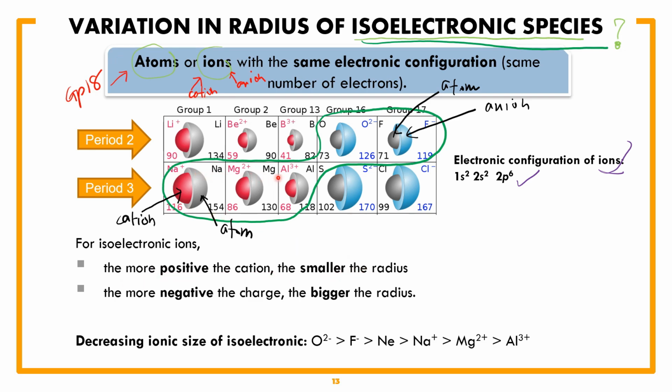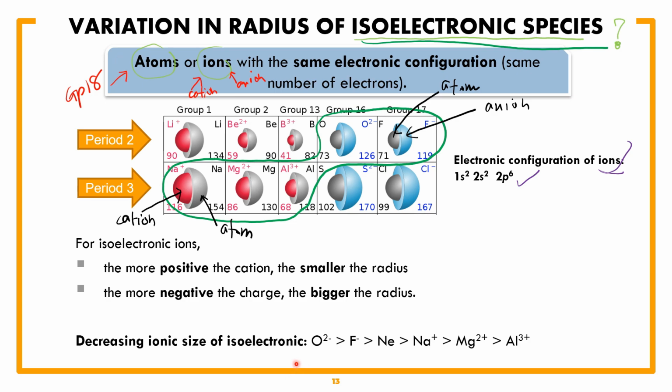So you can see from this arrangement, from sodium plus moving to magnesium 2 plus and aluminium 3 plus, the red sphere here decreases in size, menunjukkan bahawa as the positive charge increases, the smaller the ionic radius. And for the anion here, the more negative the charge, the bigger the radius. Okay, so here we have oxygen 2 minus dan juga F minus. Mana yang lebih negatif? O2 minus is more negative. So the more negative the anion, the bigger the radius.